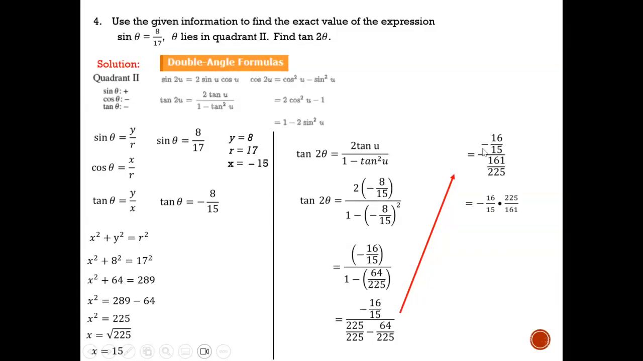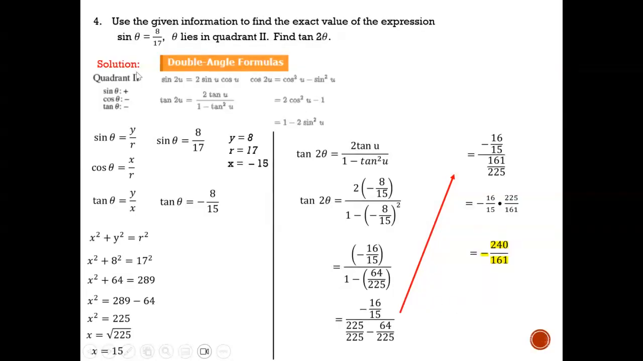When you're dividing two fractions, the first fraction stays how it is. The division becomes multiplication. In the second fraction, you do the reciprocal, so you just flip it. Now here, guys, if you put it into the calculator, it should give you the answer, but check this out. 225 is 15 times 15, so the 15 cancels with this 15. So I'm left with 16 times 15, which will give us 240. So this is my result, guys: negative 240 over 161.